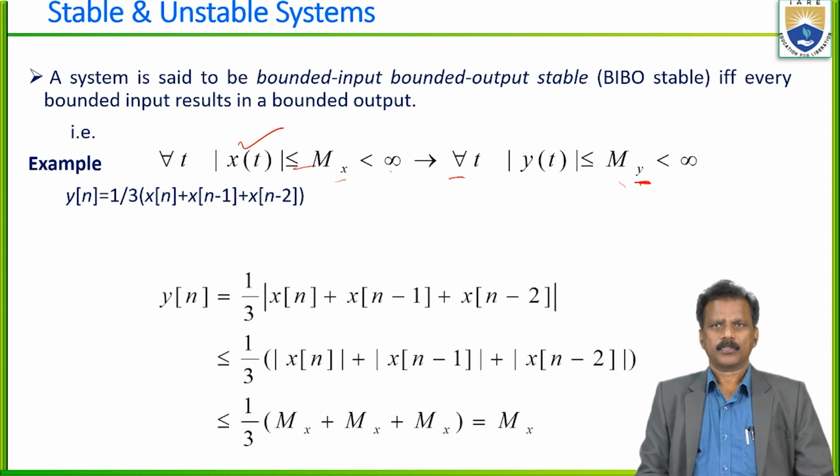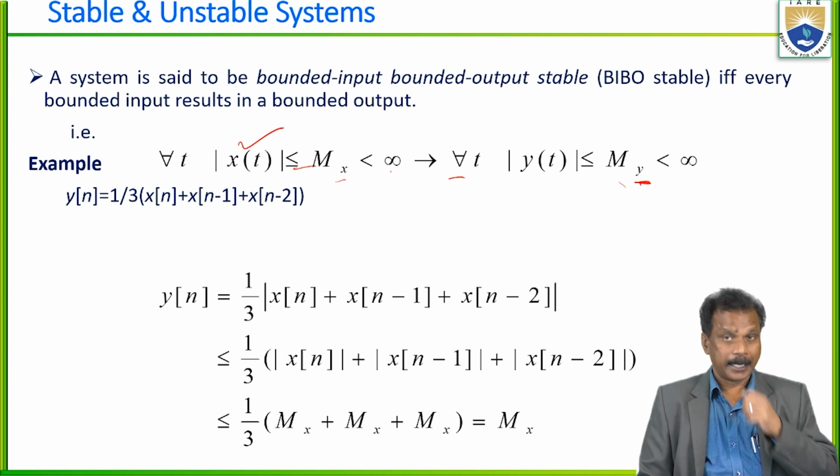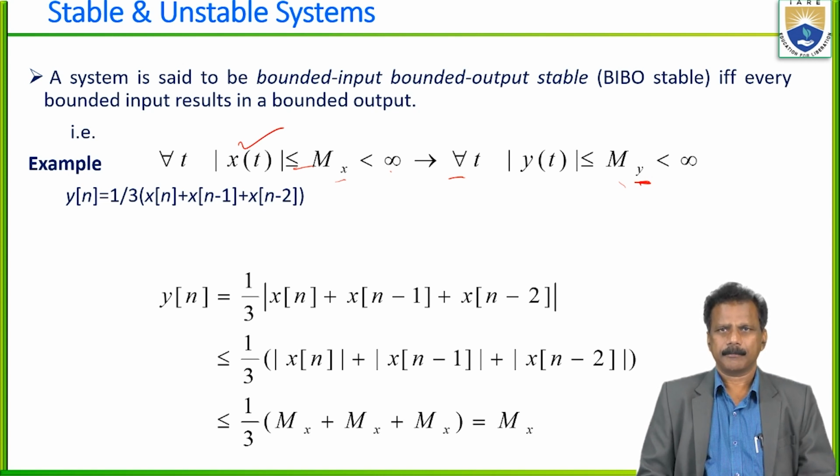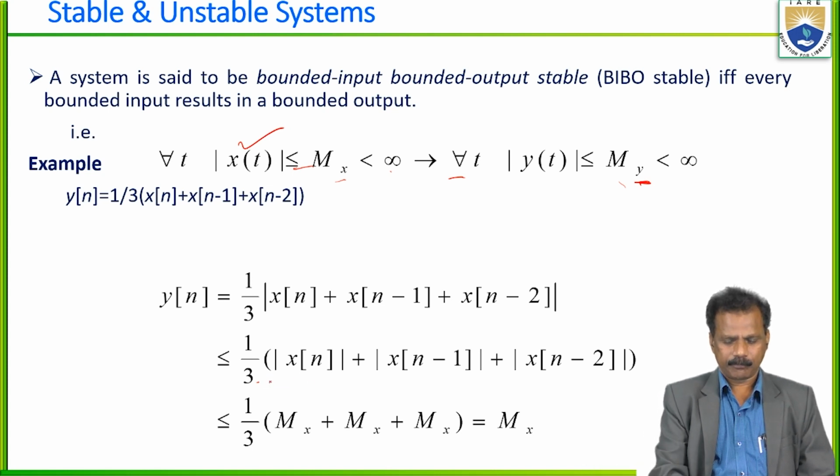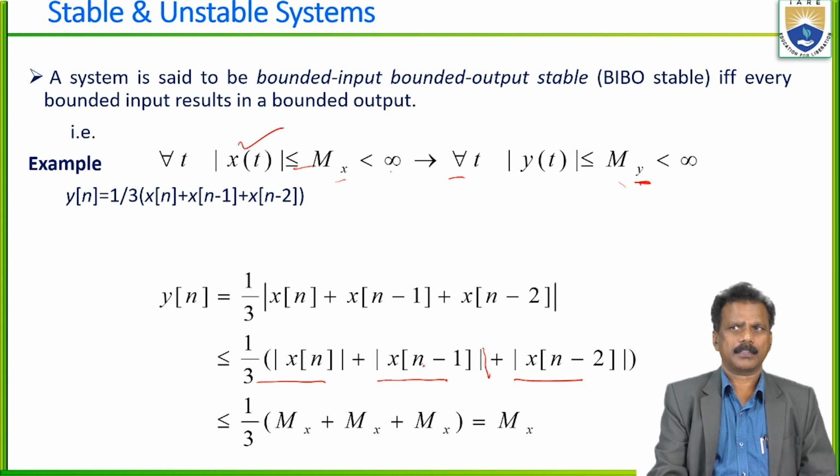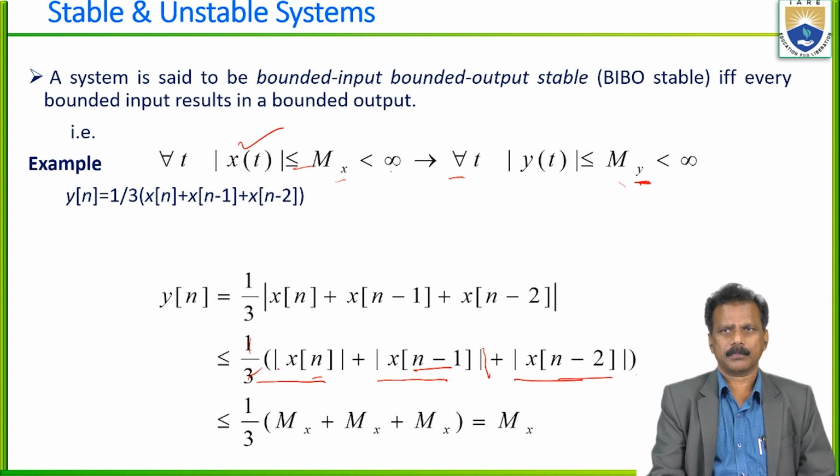Okay, so we can easily calculate that y of n is equal to 1 by 3 times x of n plus x of n minus 1 plus x of n minus 2, which is less than or equal to 1 by 3 times x of n plus x of n minus 1 plus x of n minus 2. The modulus should be used if there are any negative values. So use this 1 by 3 into x of n plus x of n minus 1, x of n minus 2, x of n minus 3, and so on, which is less than or equal to 1 by 3 Mx plus Mx, which is also equal to Mx.